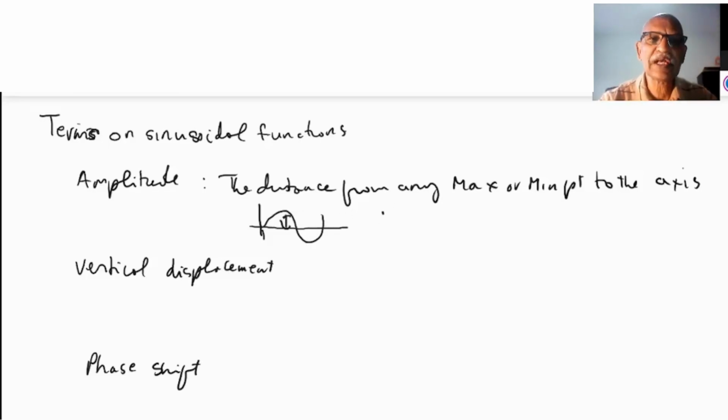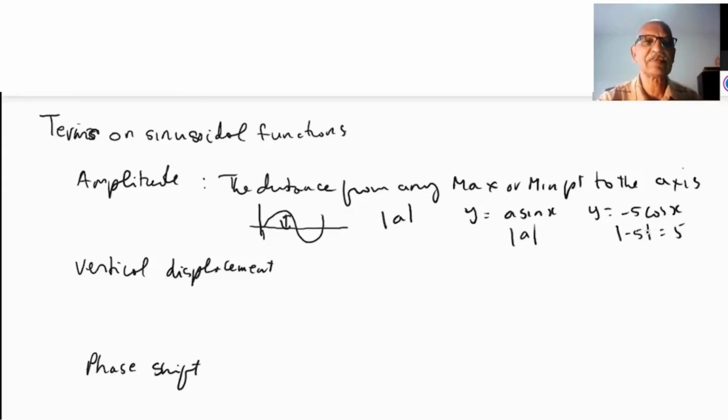Amplitude is always the absolute value of A, which we say is always positive. If I have y equal to A sine x, or y equal to whatever it is, minus 5 cos x, then amplitude is always the absolute value of A. Amplitude is the absolute value of negative 5, which is 5.